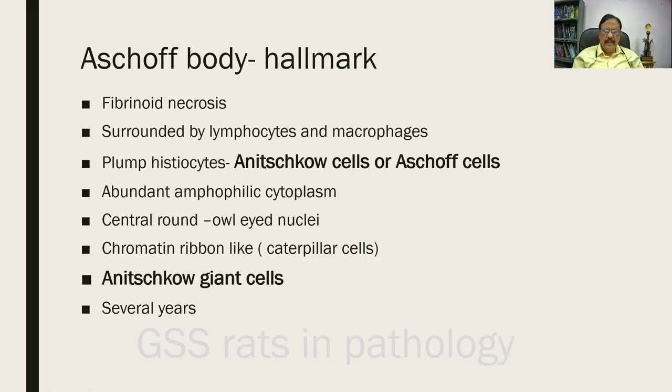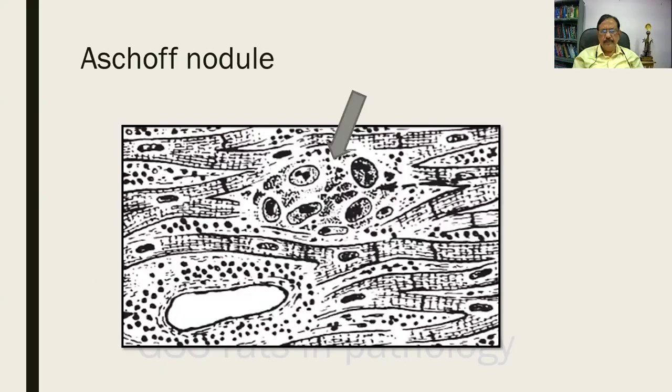Anitschkow cell is different, Aschoff giant cell is different. And these may develop and remain for several years. When we do an autopsy at a much later date, you can still find these Aschoff nodules. This is a classical picture. A little picture is worth a million words, from illustrated pathology.